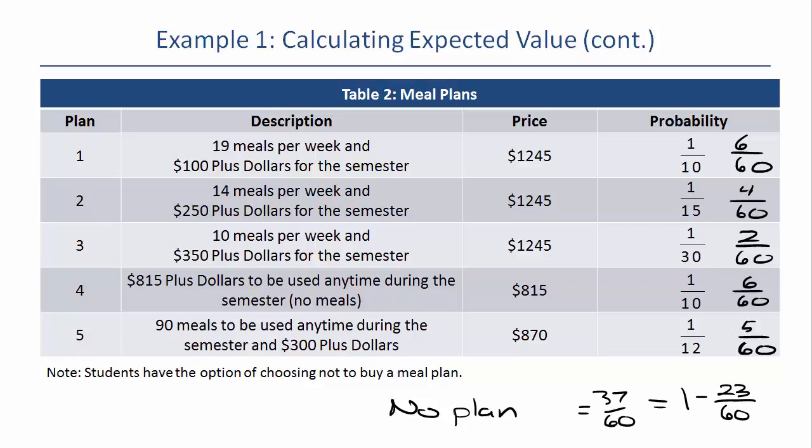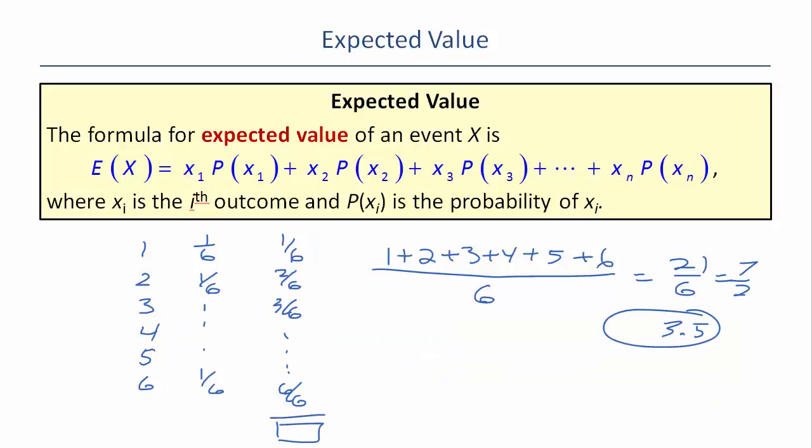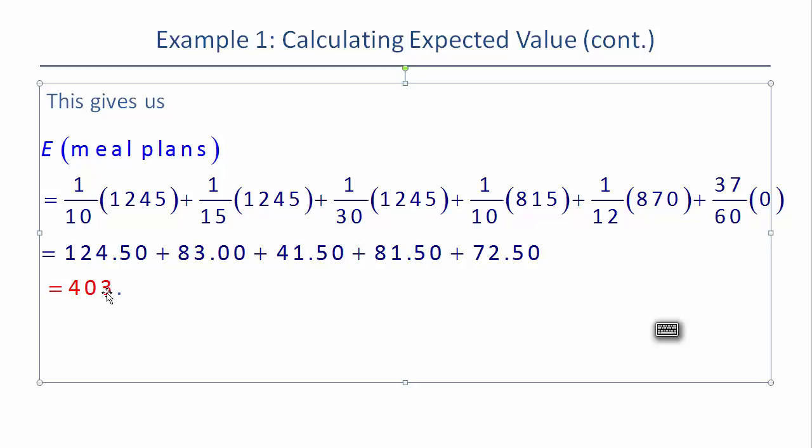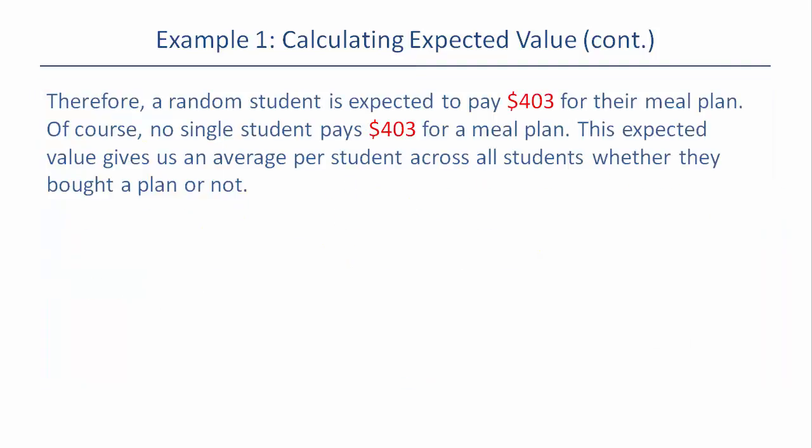up being $403. It's the same idea that when we did the average, right, the expected value of rolling a six-sided die, we got 3.5, which is impossible. You can't roll a 3.5, right? You can roll a 3, you can roll a 5, but you can't roll a 3.5. That's because it's an average. It's not telling you that every single roll comes out to 3.5. It tells you that on average, you get 3.5. Just like no student paid 403, but on average, each student paid 403.